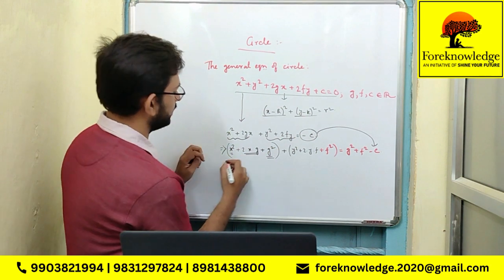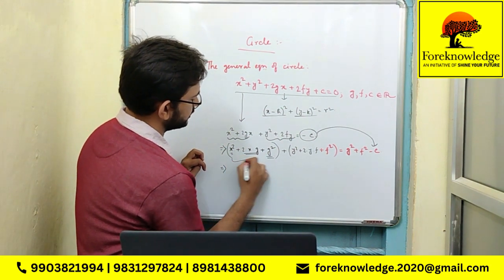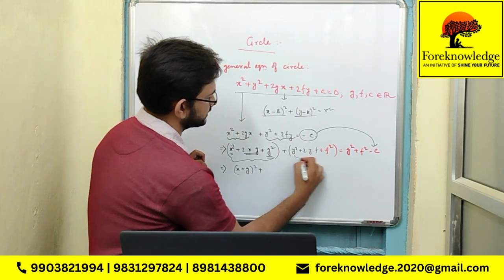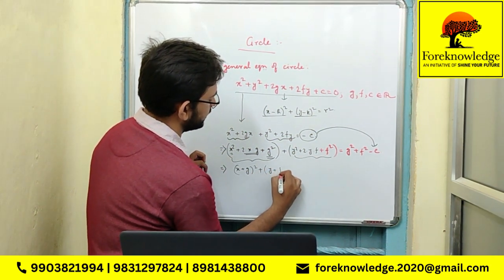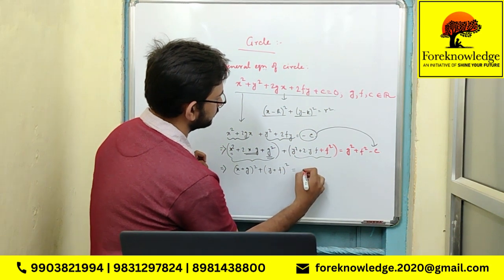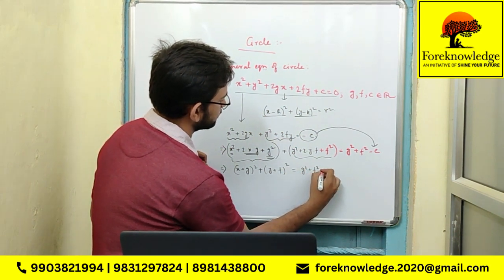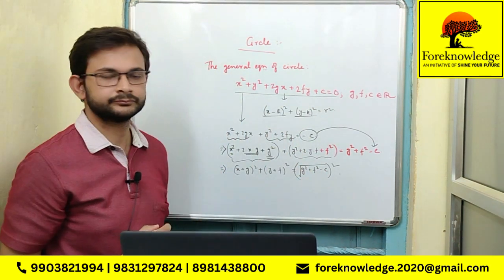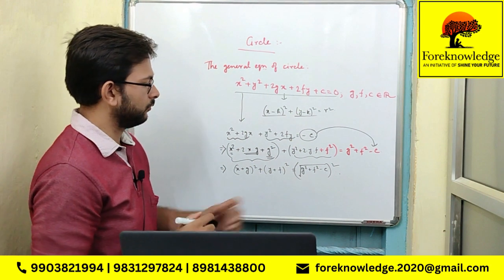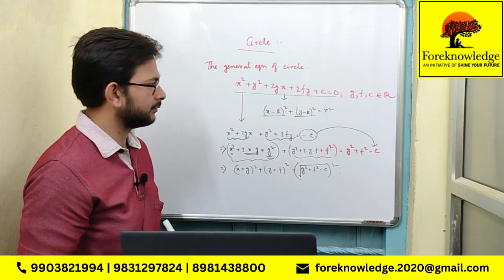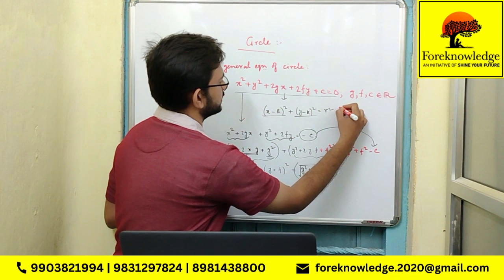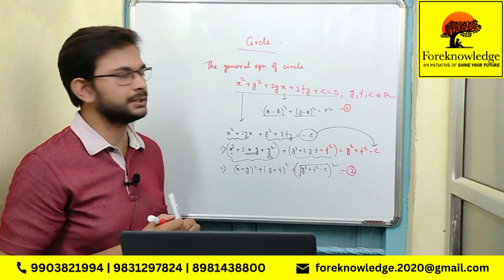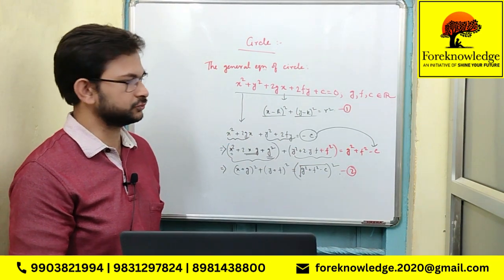Got it? So now the first term becomes x plus g whole square, plus the second term becomes y plus f whole square, which is equal to g square plus f square minus c, that is, the square root squared. Now once you get this, compare this one and this two.